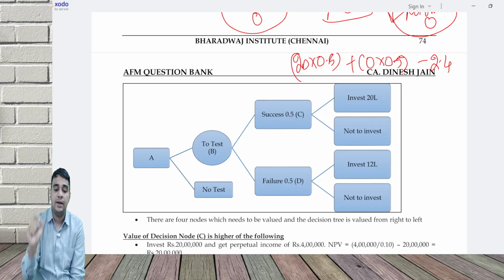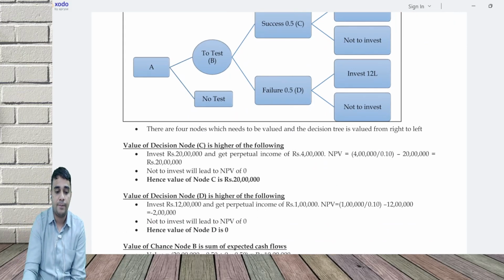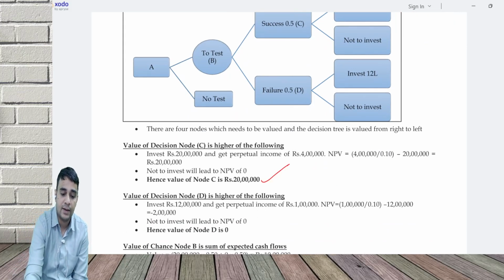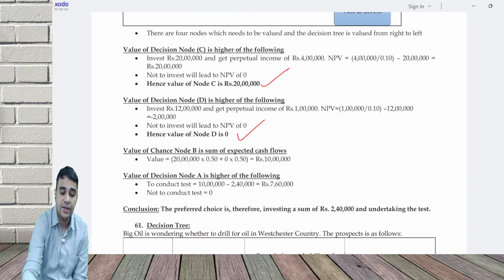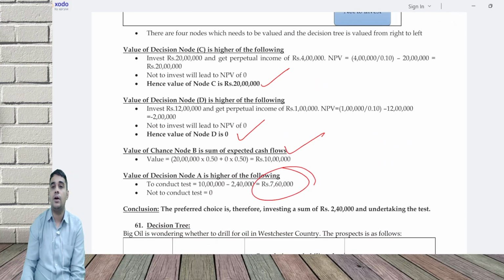First you have to value D, then you have to value C. Reverse order. Valuation is always in the reverse order. So the value of node C is 20 lakh. This is 0. This is a weighted average, and you subtract your cost and you get 7 lakh 60. So net 7 lakh 60 is what makes sense.